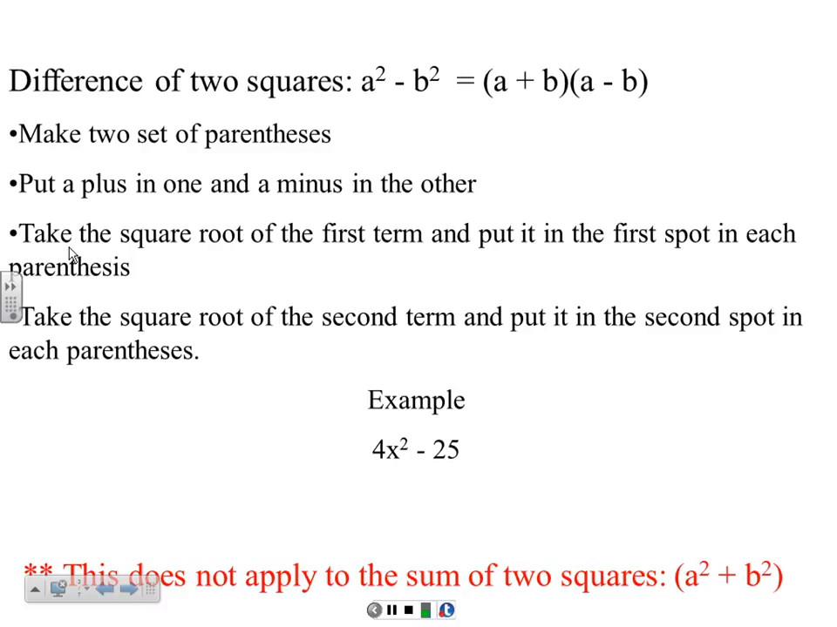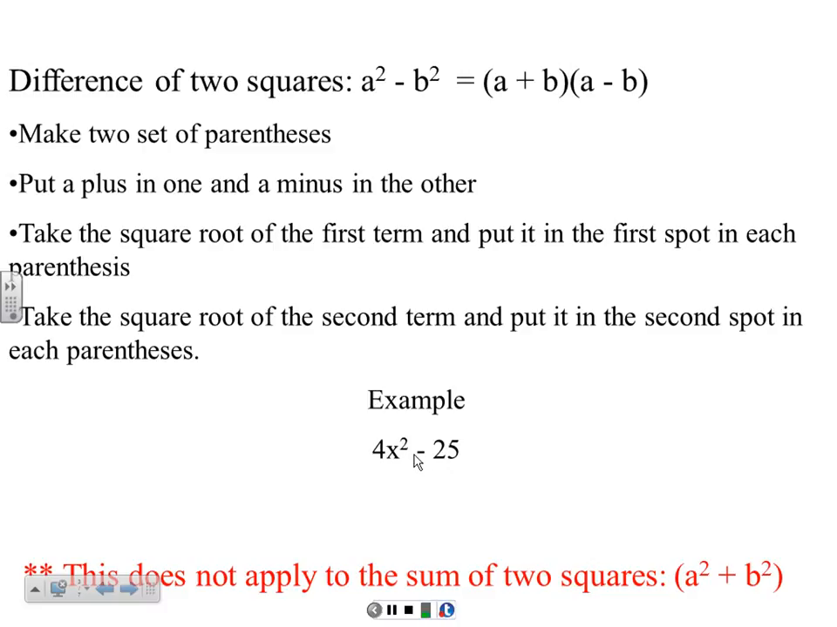And then the next thing you're going to do is take the square root of the first term and put it in the first spots in each parentheses. And then you're going to take the square root of the second term and put it in the second spot in each parentheses. So let's look at this problem right here. First of all, you have to recognize that this is the difference of two perfect squares. So this minus sign tells me that I have the difference.